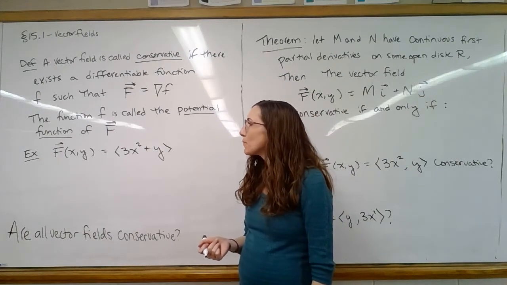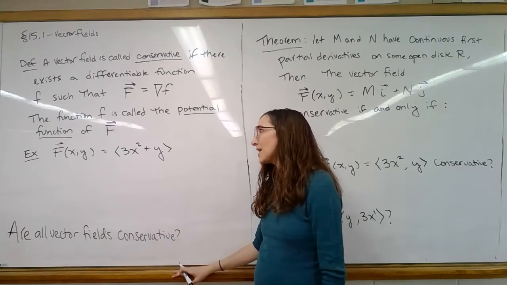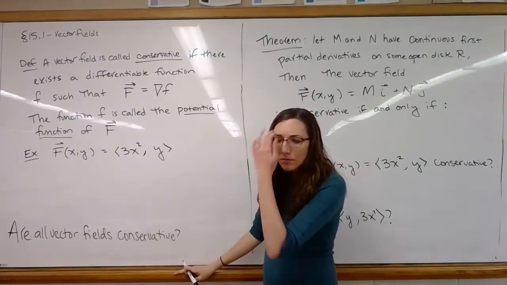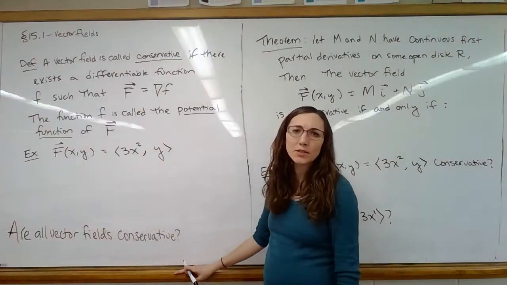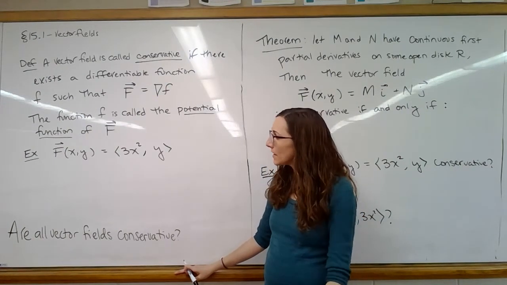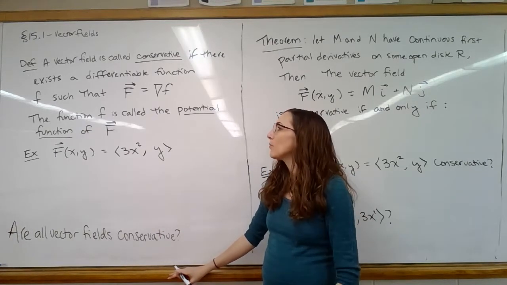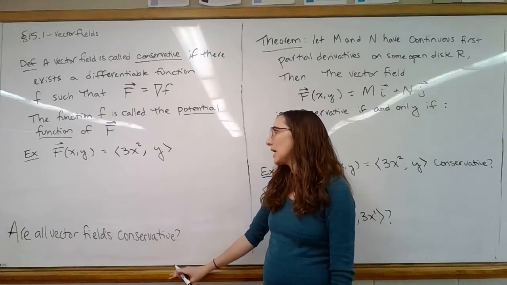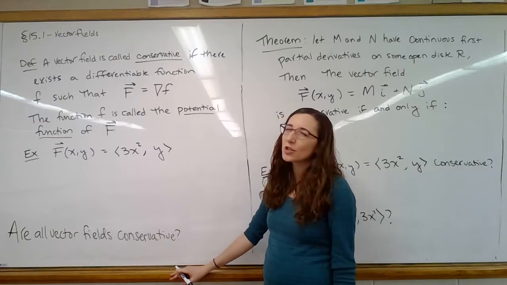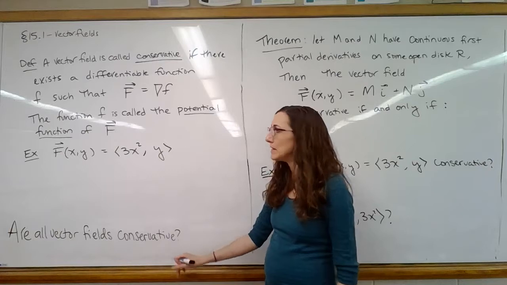So for example, we could try and look at this one here. Let's say the vector valued function F of x, y equals the vector 3x squared, comma, y. We could try and think about, is this a conservative function or not? So does there exist some function where these are the partial derivatives, where the first one is the partial derivative with respect to x, and the second one is the partial derivative with respect to y? Well, this function is simple enough that maybe we could just guess, right? Maybe we could just find it.